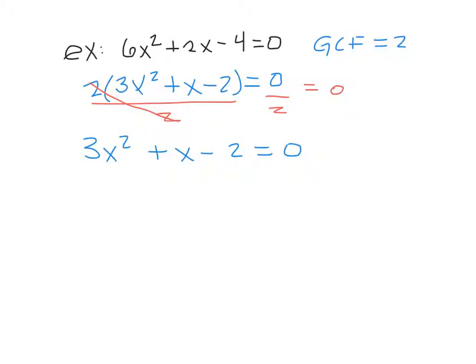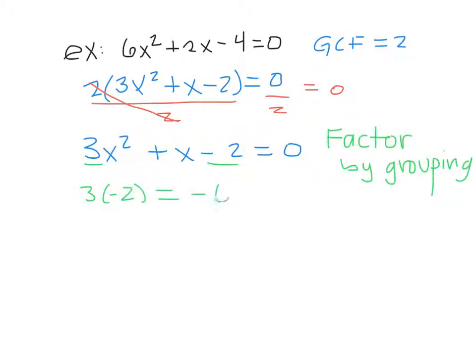So now we want to factor. And here we want to factor by grouping because the leading coefficient is 3. It's not equal to 1. So we've got to remember how we factor by grouping. So first thing is we take the 3 and the -2, multiply those together. We get a -6. And now we want the two numbers that are going to multiply to get -6, while at the same time they add to the coefficient on the x term. So the coefficient on the x term is a 1.